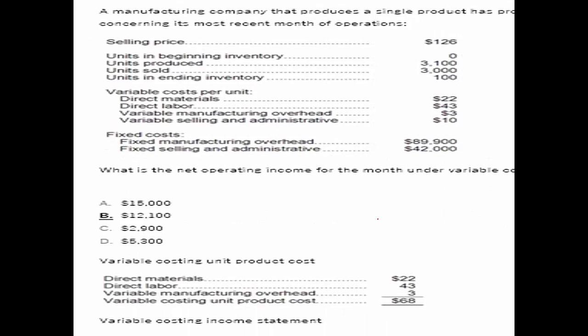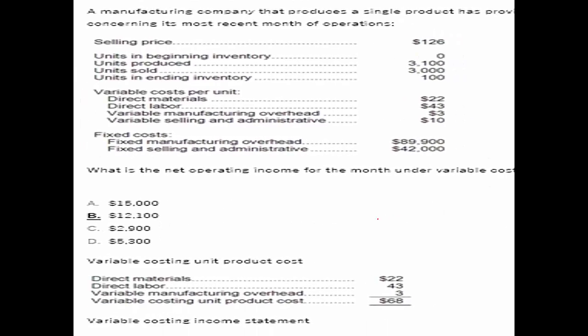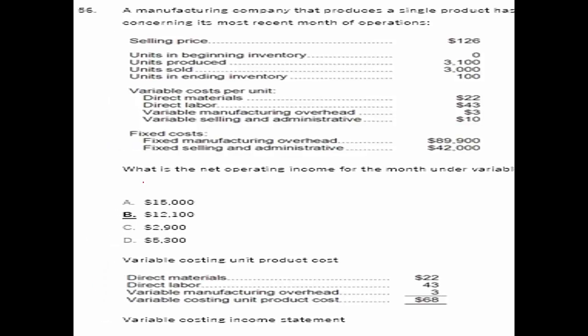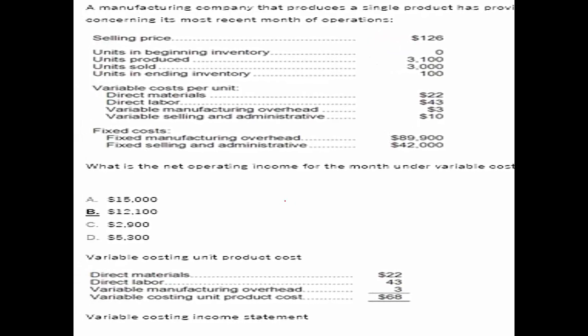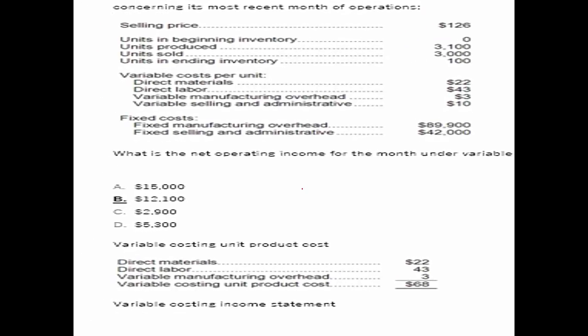In this one, they gave us a selling price and all this information. Then they ask us, what is the operating income for the month under variable costing? First they figure out their product cost under variable costing, which is $22 for the direct materials, $43 for the direct labor, $3 for the variable manufacturing overhead.